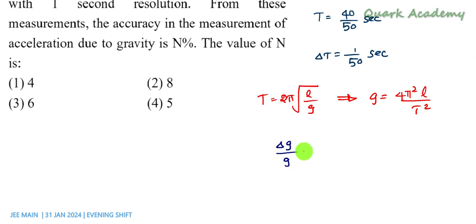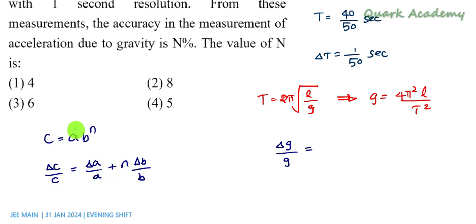So error in finding gravity, delta g by g, is going to be, like you might have learned this, if there is a parameter c, if this can be written in terms of a into b power n, then the relative error in finding c equal to delta a by a plus n into delta b by b. Even if this n is negative, we have to put positive only because errors are always additive. So in this case, we get 2 into delta T by T plus delta L by L.